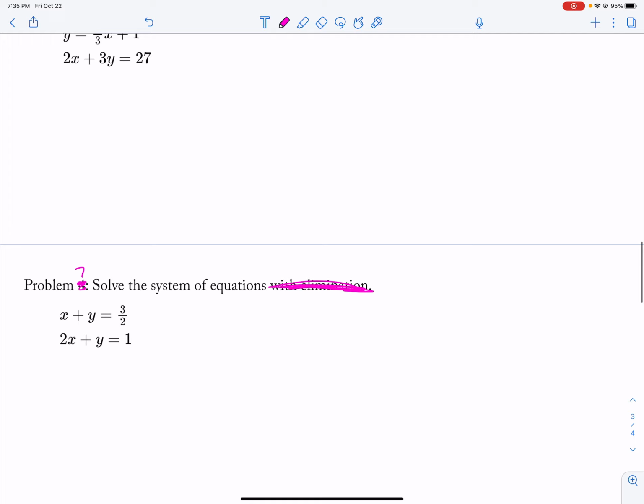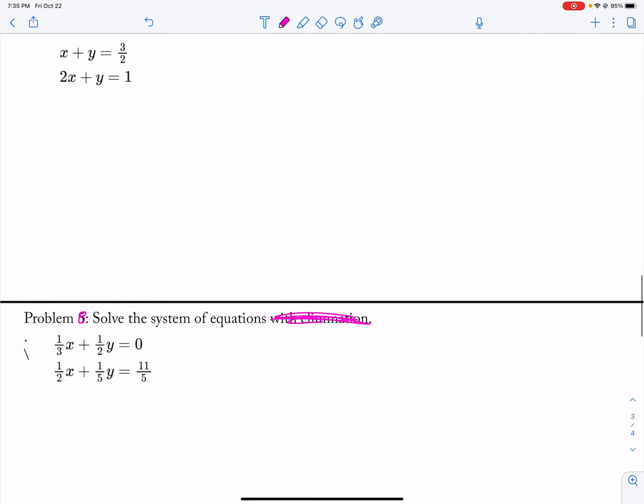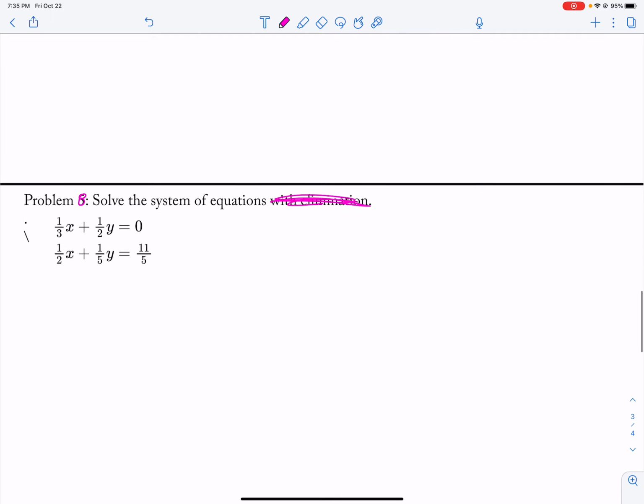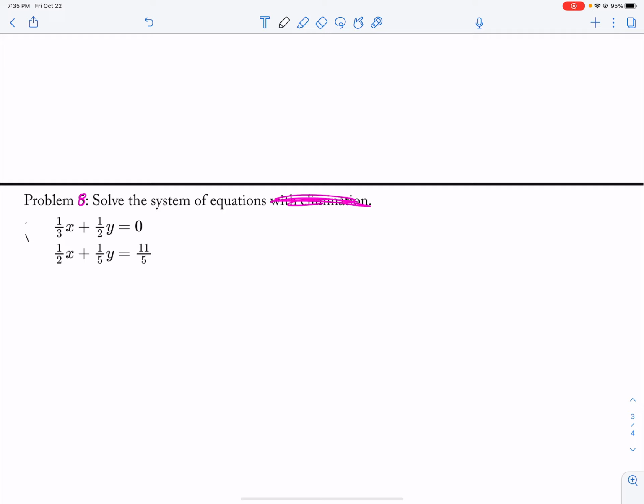I will tell you that even though my policy typically is to do all the odd numbered questions, I think question 8 is harder. So let's do question 8 together instead, okay? I think that's more beneficial for you guys. So what I'm going to do is get rid of the fractions.